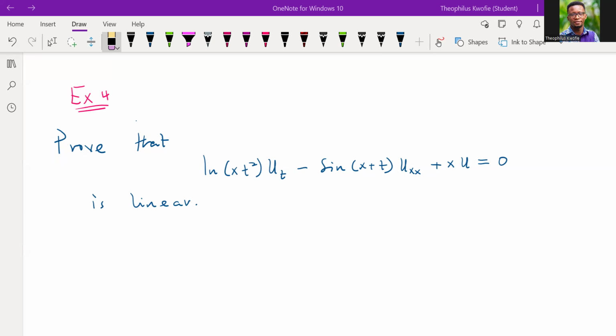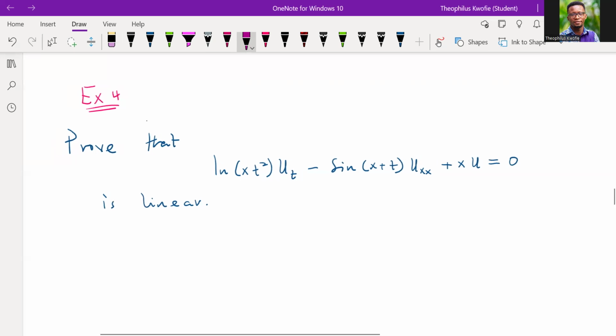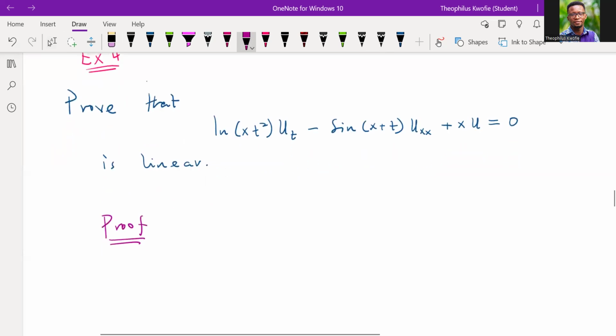All right, so the first problem of the day is that I want to prove that this particular PDE is linear. How do we do that? How do we prove that this is linear? So, proof. We want to show that this particular PDE is indeed linear.